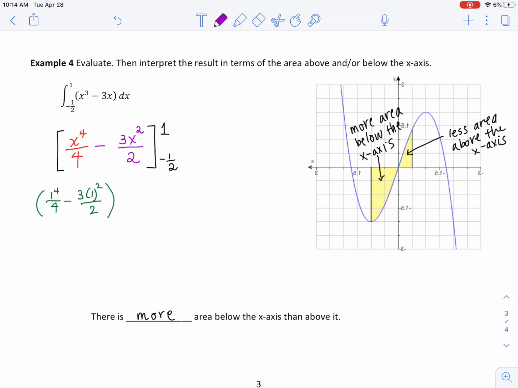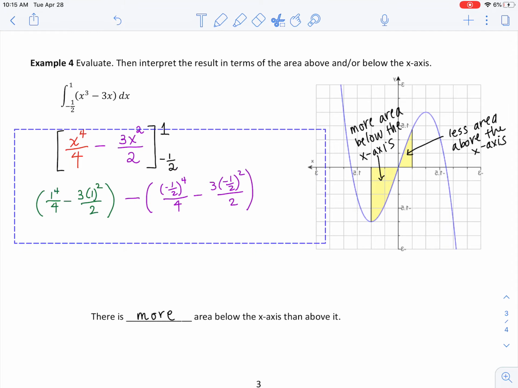Now, what are we going to plug in? I'm going to plug in -1/2 into x this time. But remember, we are subtracting these two quantities. So I will have -1/2 to the fourth power over 4 minus 3 times -1/2 squared over 2, okay?